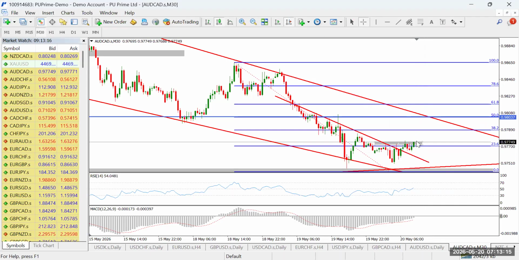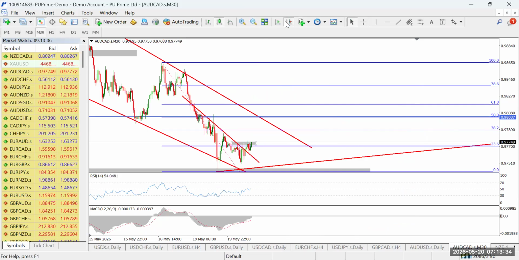If price breaks out, price is already testing that resistance. It's already testing it. So if price breaks out above it, maybe in the next 30 minutes or the next 1 hour, then it depends on your choice of time frame for entry. You may trigger some 20 to 25 pip movement on the AUD card, on the 30 minutes time frame.